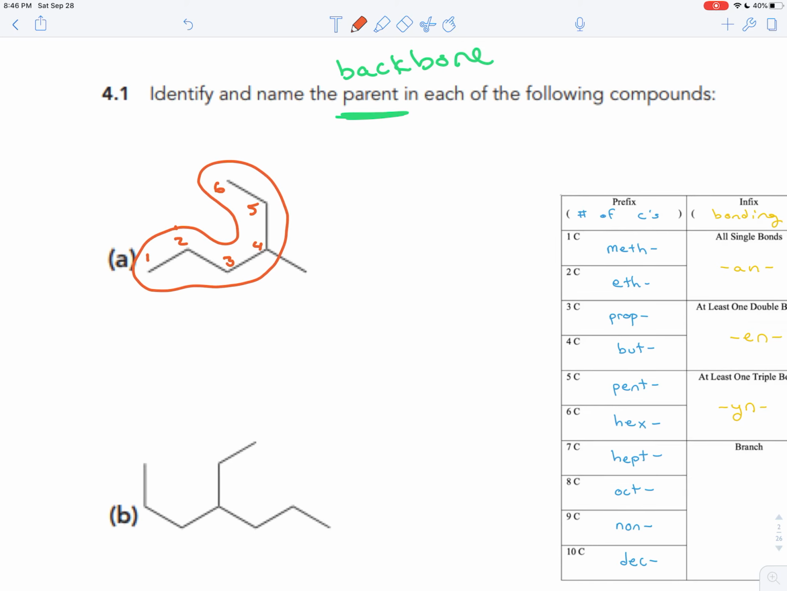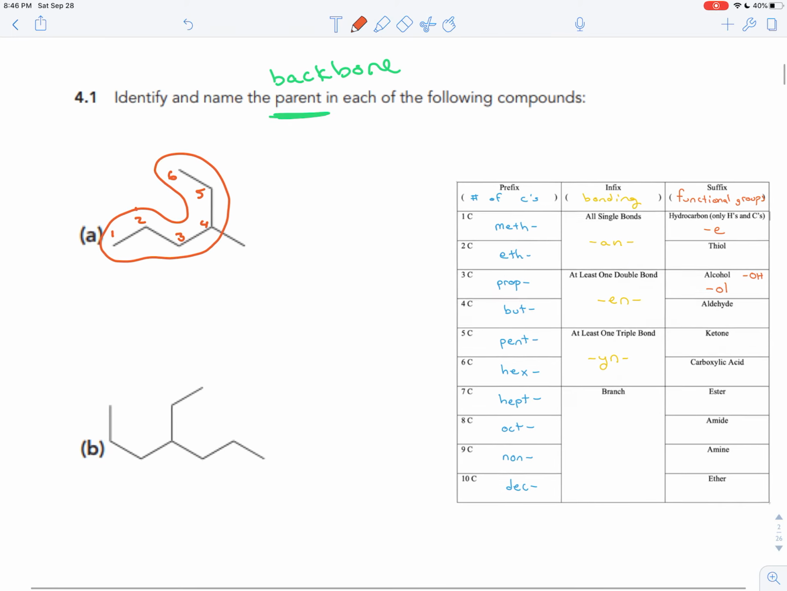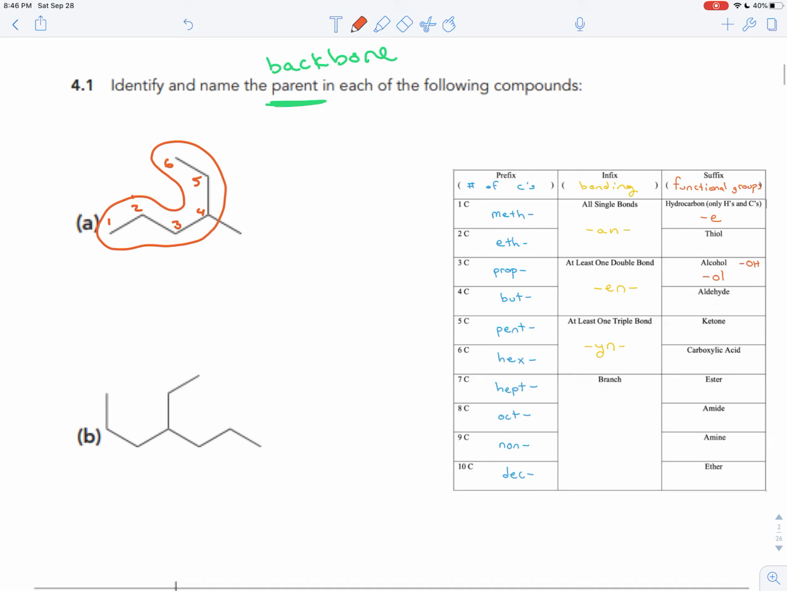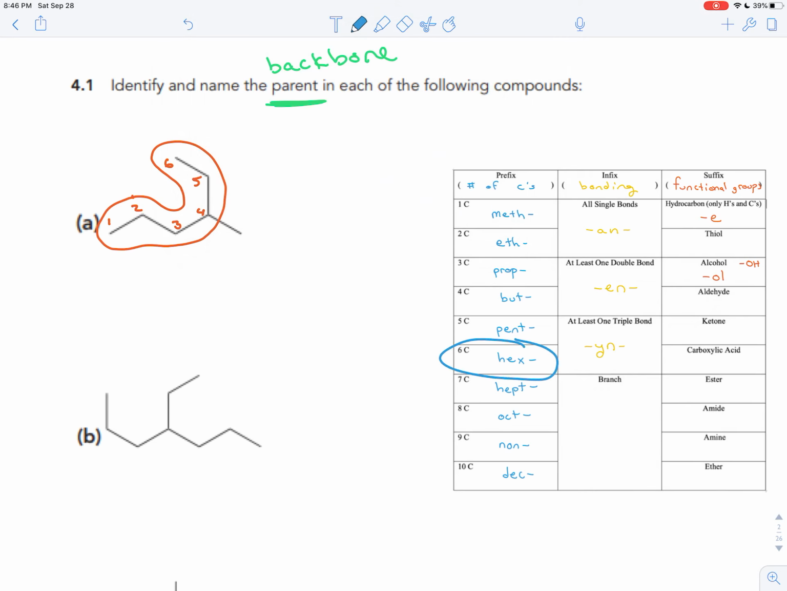Okay, and so let's just name that parent chain, or that backbone. And then we'll worry about the branches in a future problem. In this exercise, we just want to identify the parent chain and name the parent chain. Well, we have 6 carbons, so the prefix is hex. We have all single bonds in that orange circled area, and so the infix for all single bonds is AN.